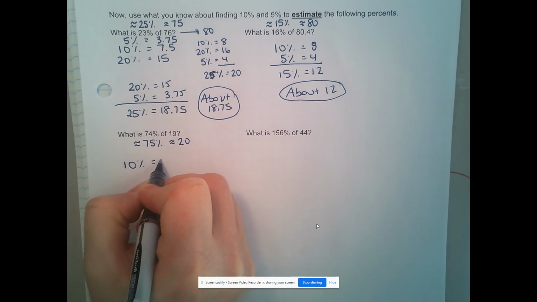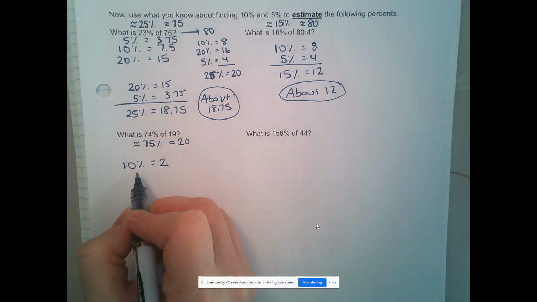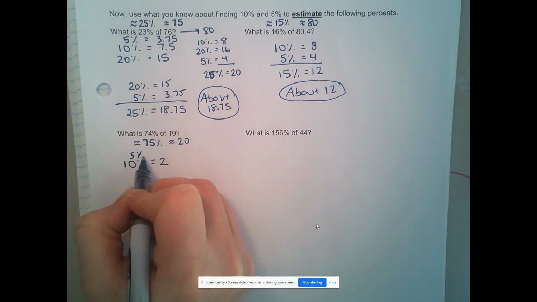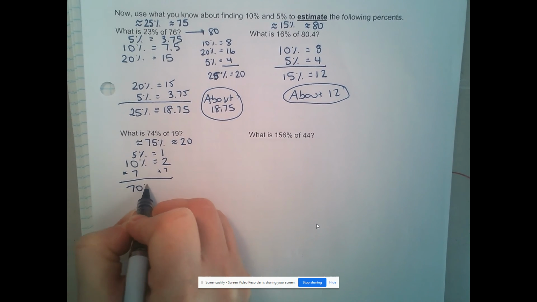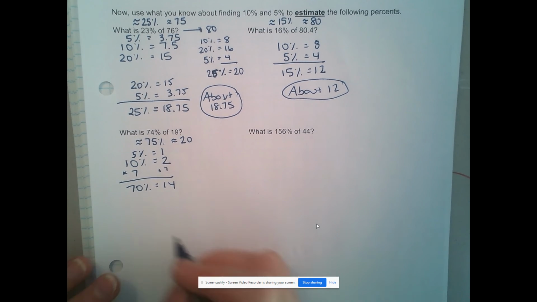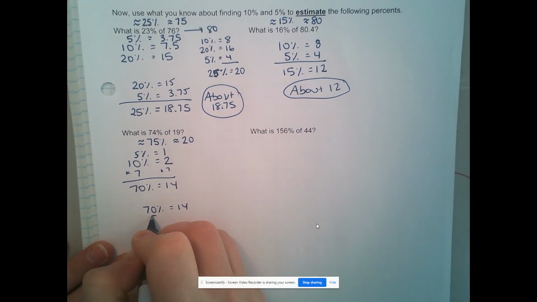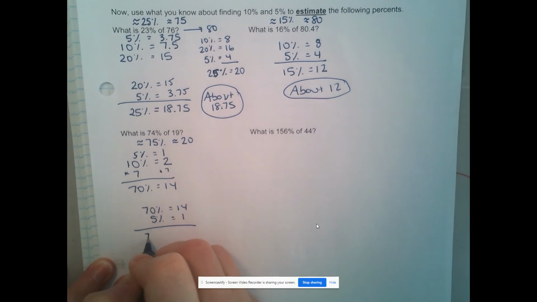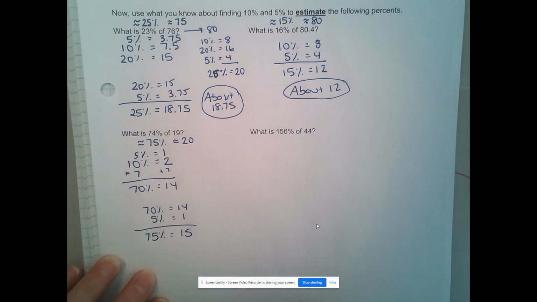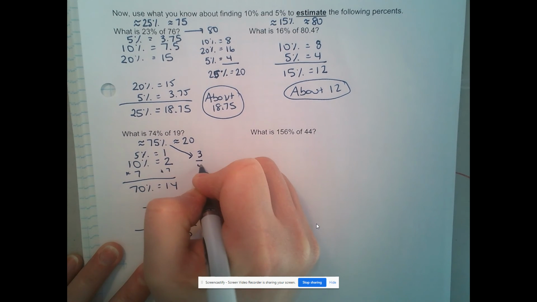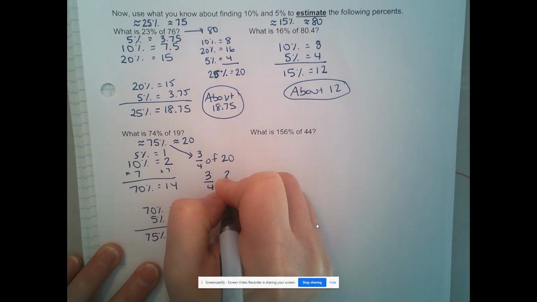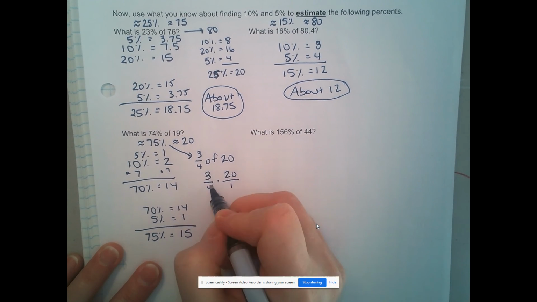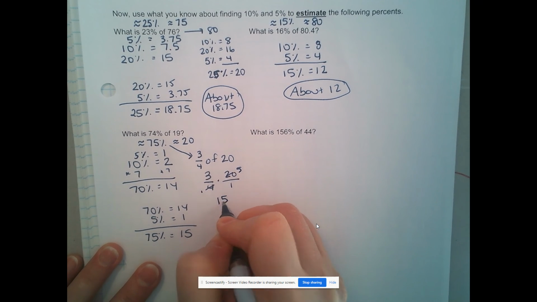10% of 20 is 2. If I think about my half right away, 5%, because I'm going to need that eventually, is 1. And if I multiply by 7, I can get 70% is 14. So if I want to combine my 70% number, 14, and my 5% number, 1, 75% is going to be 15. Now, some of you might remember from a previous lesson that 75% is the same fraction as 3/4. We could do 3/4 of 20 or 3/4 times 20 just for the heck of it, and notice that we would still get that same estimate of 15.